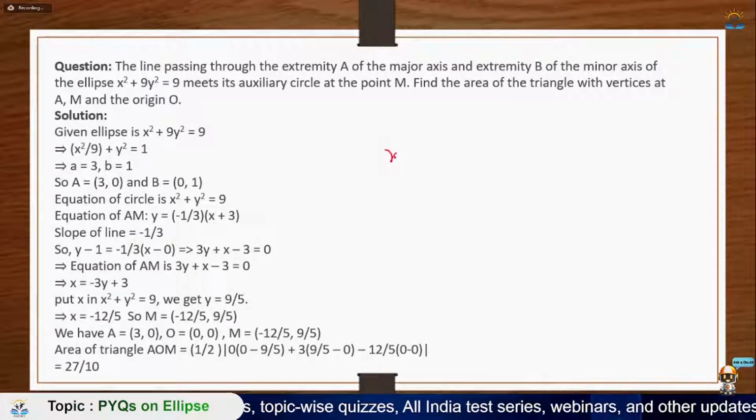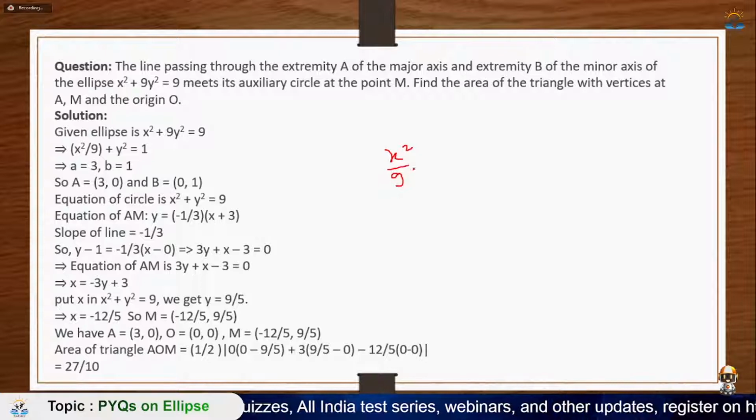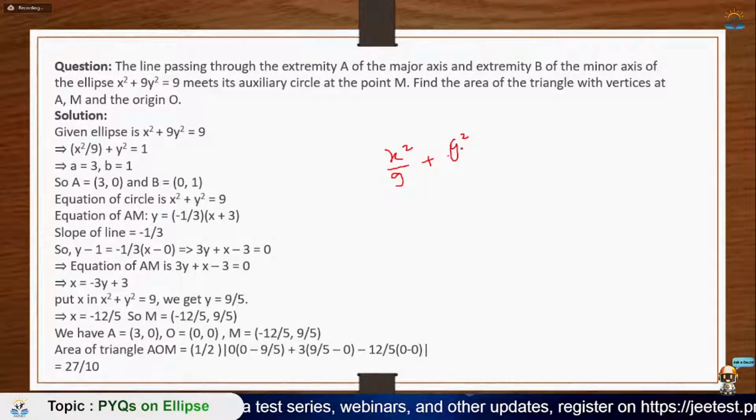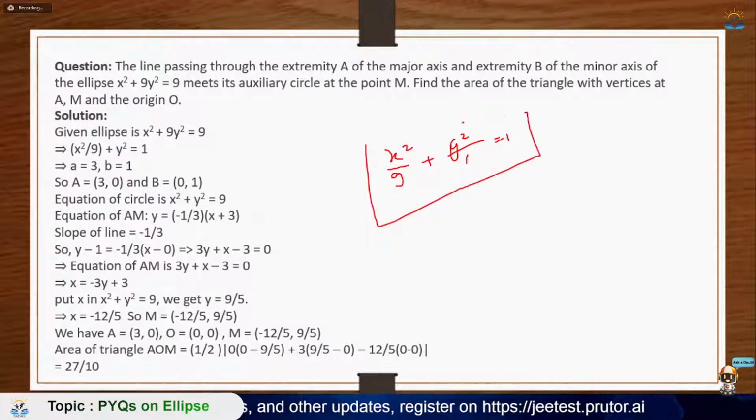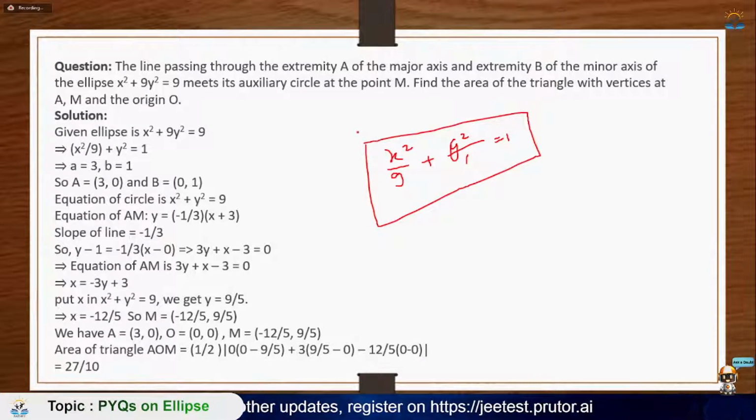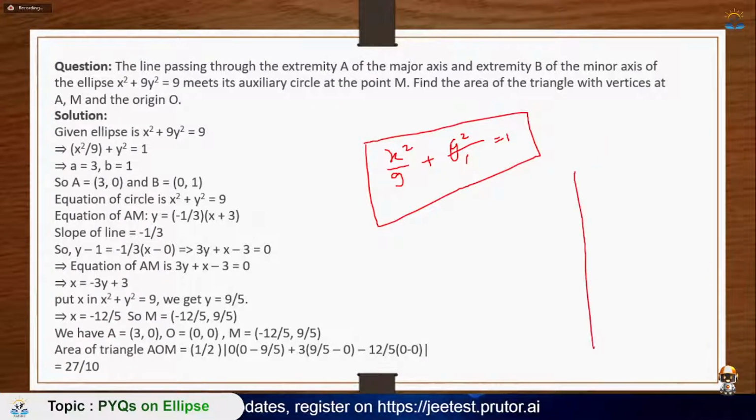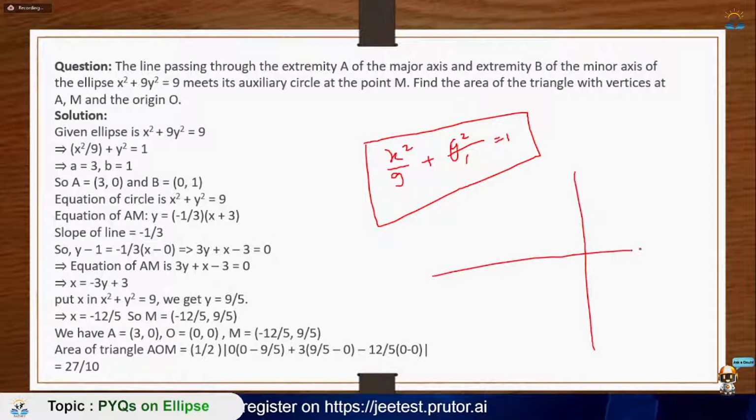x square upon 9 plus y square upon 1 equal to 1. So this is my general equation of ellipse. Okay, so this is my equation for ellipse, and they're saying that first let's draw this ellipse. So this ellipse would look something like this.